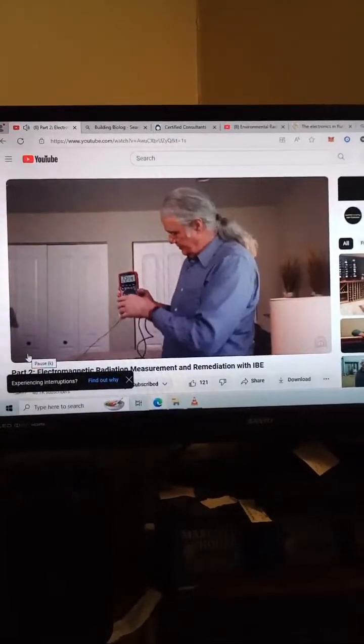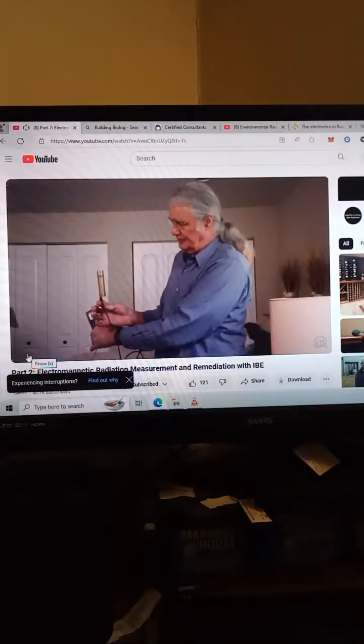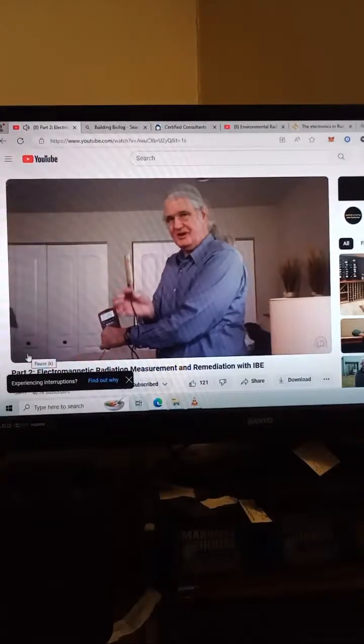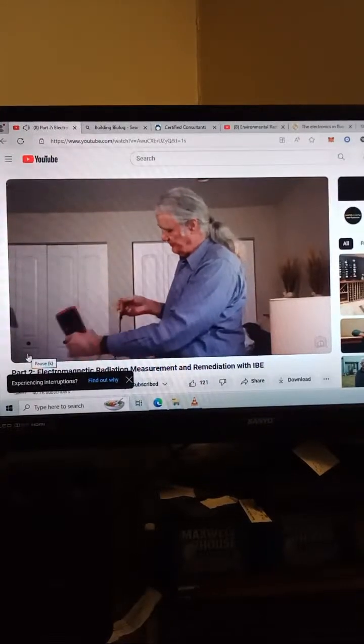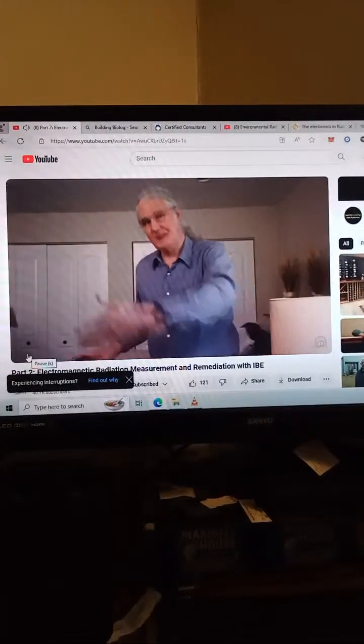Now the other lead that we have here is attached to a metal cylinder, which if I hold it here, acts as an antenna. But if I hold this in my hand, my whole body becomes an extension of that antenna. So I am now the antenna.